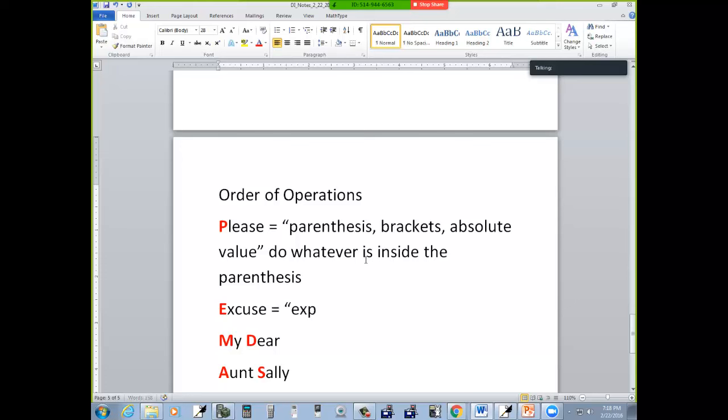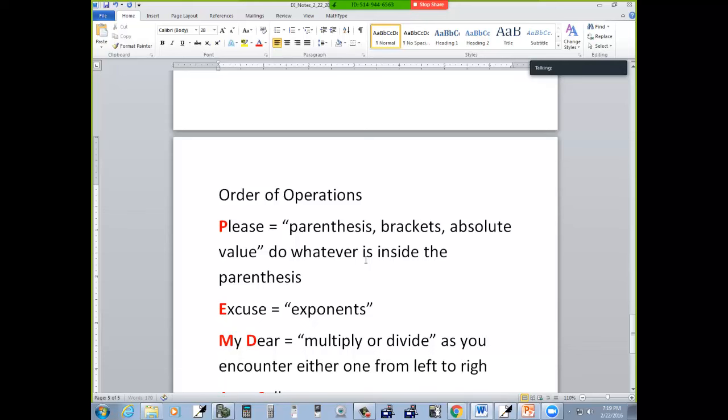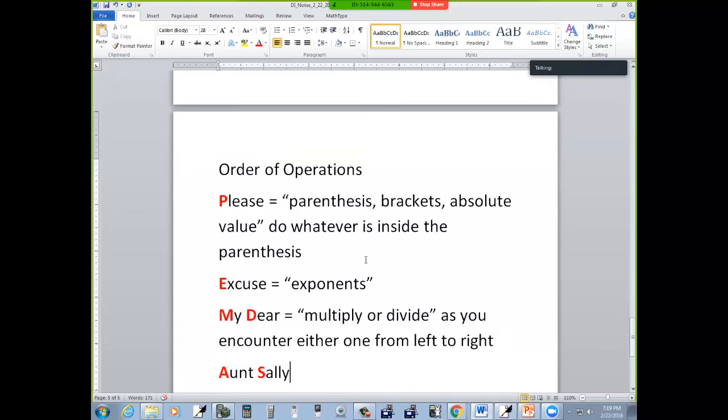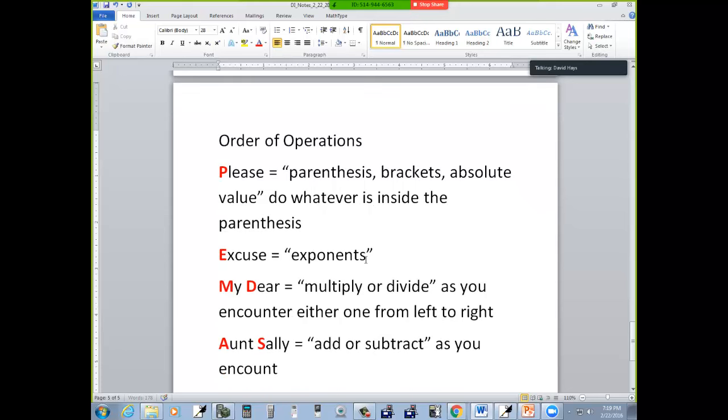Now the E, that's exponents, so you do exponents next. My dear, the M and D is multiply or divide as you encounter either one from left to right, and the AS, Aunt Sally, that's add or subtract as you encounter either one from left to right.